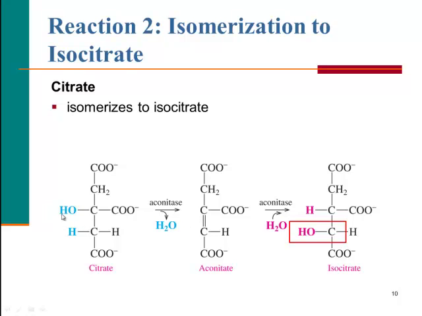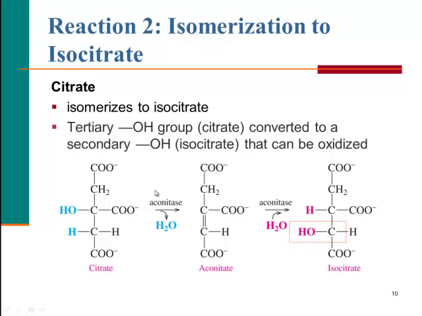So again, we're going to take away an oxygen and 2 hydrogens to form water, but then we add back a water in the very next step to produce the secondary alcohol that we want. So we're converting a tertiary group to a secondary group that can be oxidized in the next step. So we're just rearranging or isomerizing the citrate molecule to isocitrate.